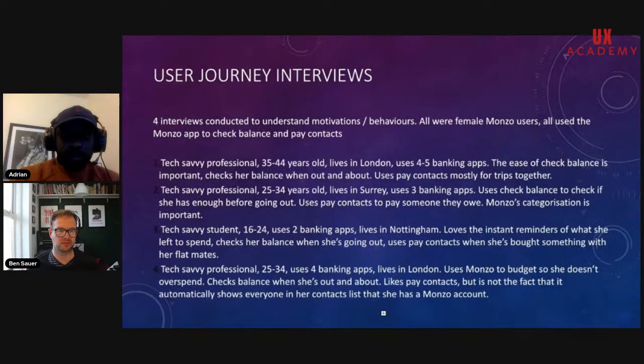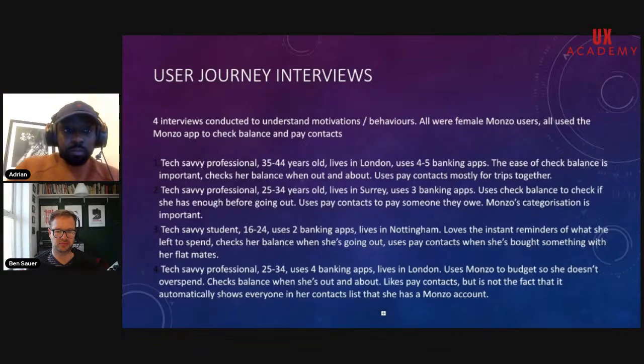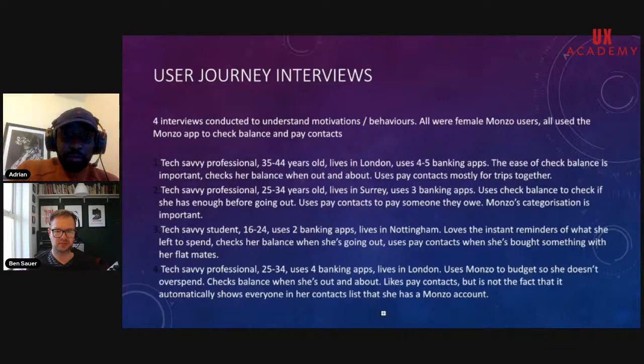So the first thing is we found 4 people that are Monzo users. But the interesting thing about them all is that they're all very tech savvy, and it was all about the ease of things. So ease of checking their balance, ease of paying contacts. We interviewed these 4 people, asked them lots of questions. These are some of the kind of headline statements. And from that we developed a couple of personas.